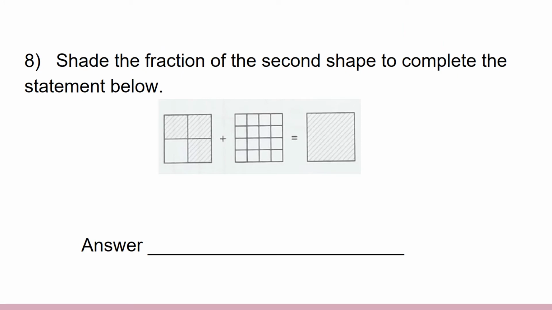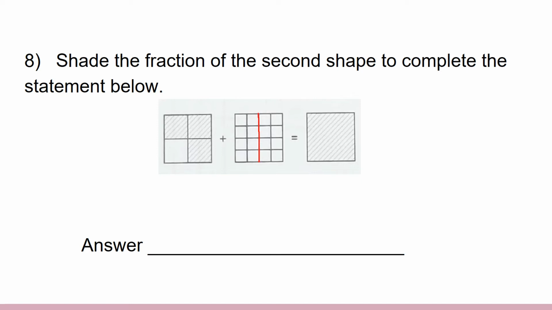Shade the fraction of the second shape to complete the statement below. Here we have 3 out of 4 parts that are shaded plus something is equal to 1 whole. How many parts in this shape must be shaded?